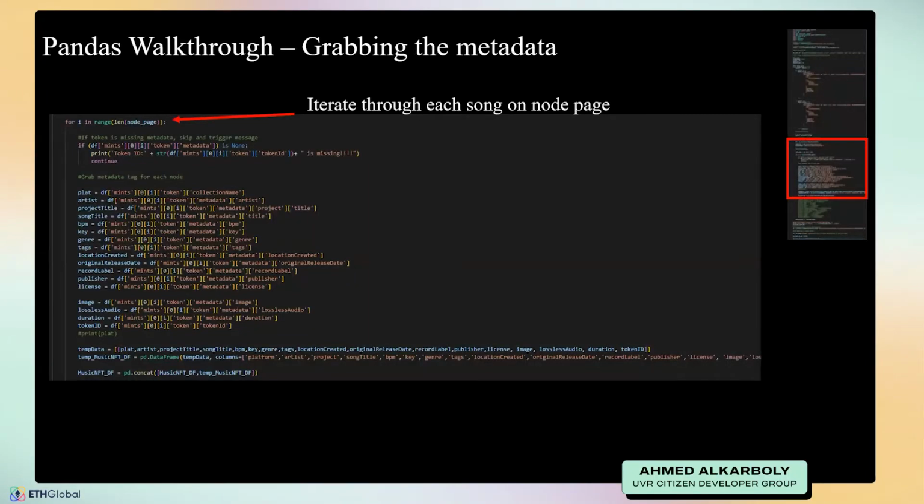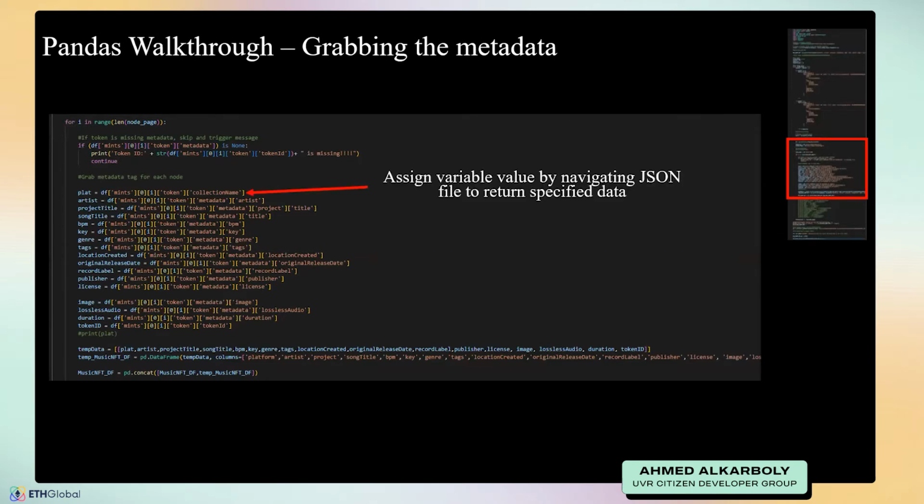And so like I was saying before, we use that node page to basically iterate through every single object, or every single song, on that node page for analysis. So we run a for loop that starts from the first song on the node page to the last song on each node page. And it's going to assign a variable by navigating the JSON that's returned to populate a specific variable.